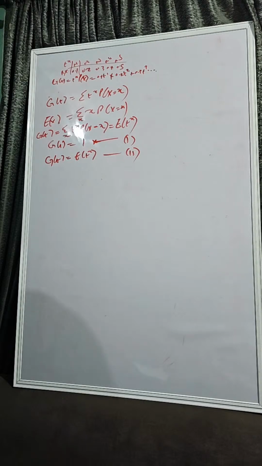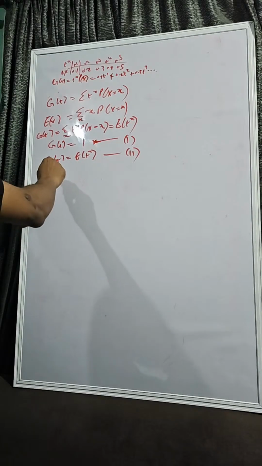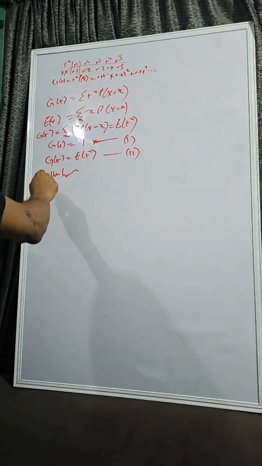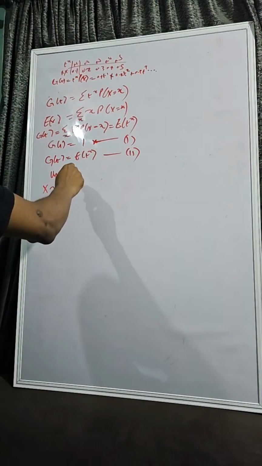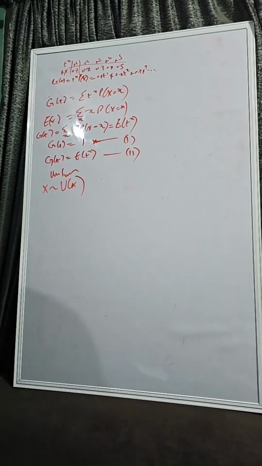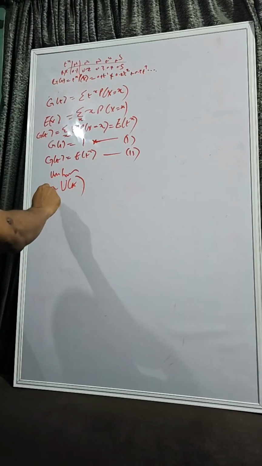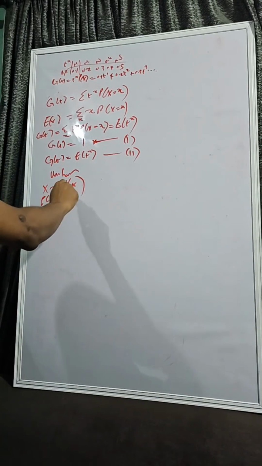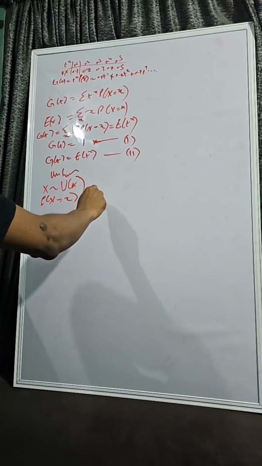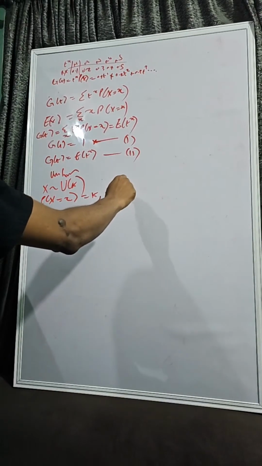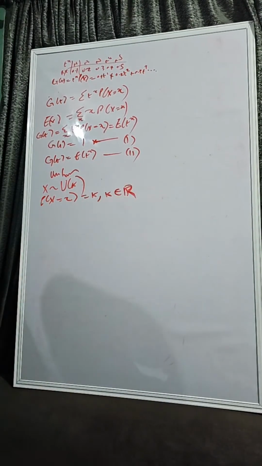So now, how do we represent all the distributions under discrete? For uniform, this is how we do it. U of k, where x is the uniform distribution with a constant value k, where k can be any real number. So this is represented by x equals x of k, where k is any real number.